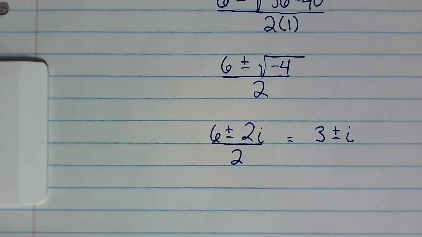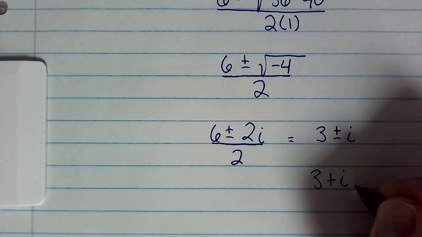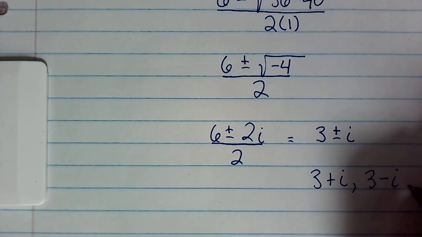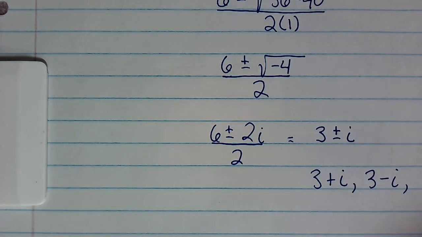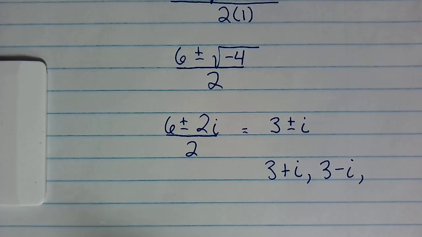If you're listing in order from largest to smallest, for this one it would have been 3 plus i, 3 minus i. And if they ever give you something to divide out of it, your real number, well, perhaps if it's smaller. But 3 plus i is bigger than 3 minus i. Okay.